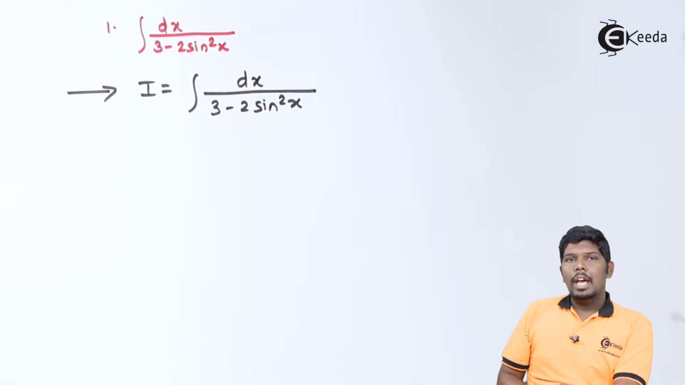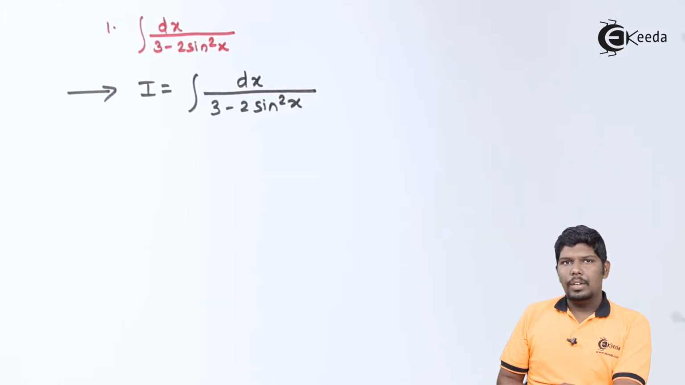Now friends, whenever we have sin square x or cos square x or both sin square x and cos square x present in the denominator, there are certain steps that need to be followed. The first step is divide numerator and denominator by cos square x. In the next step, if we have a sec square x term in the denominator, we are going to replace it by 1 plus tan square x, that is using the identity. And after that, the substitution will be put tan x is equal to t. By following these three steps, we will definitely approach towards the answer.